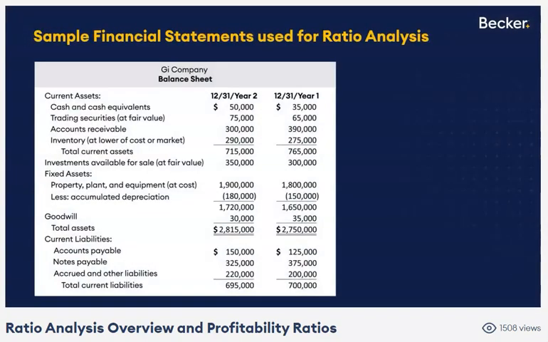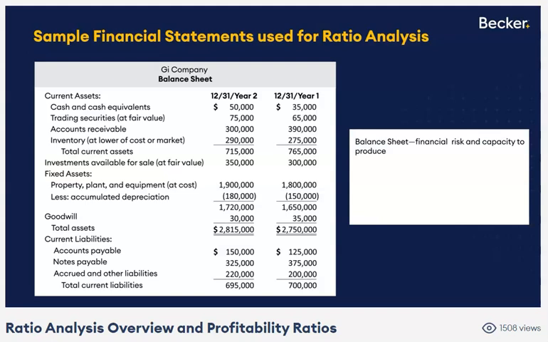Okay, when you look at financial statements, folks, be careful. Which column is the current year? All right, so it doesn't always have to be the first column. Here, the first column is the current year. The column on the right is the prior year. The balance sheet. Now, what's the purpose of the balance sheet? To determine financial risk as well as your capacity to produce.